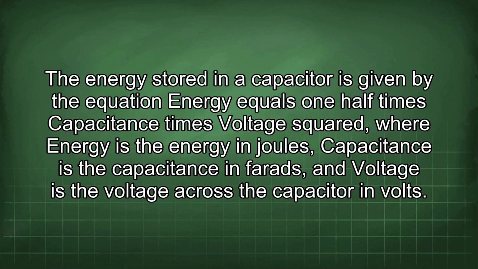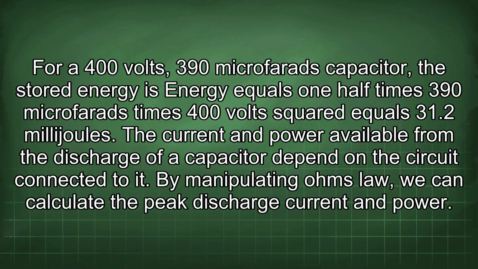The energy stored in a capacitor is given by the equation energy equals 1/2 times capacitance times voltage squared, where energy is the energy in joules, capacitance is the capacitance in farads, and voltage is the voltage across the capacitor in volts. For a 400 volts, 390 microfarads capacitor, the stored energy is energy equals 1/2 times 390 microfarads times 400 volts squared equals 31.2 millijoules.